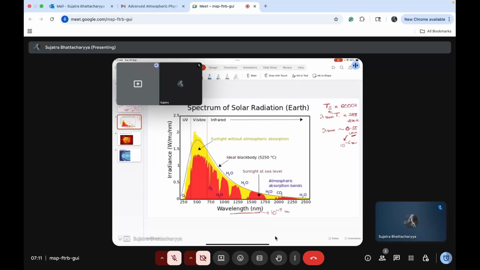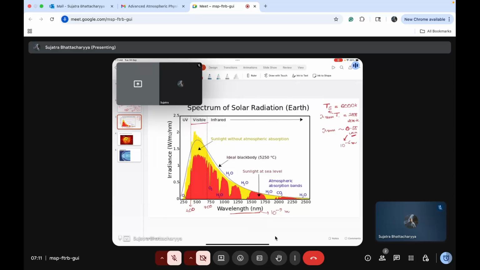So this dashed-to-dashed line is 400 and 700 nanometers. This is called the visible wavelength range. Okay, so the visible wavelength range is from your violet to your red. These colors are visible to our eyes. That's why those corresponding wavelengths are called the visible range. Just before that, you have the ultraviolet range.